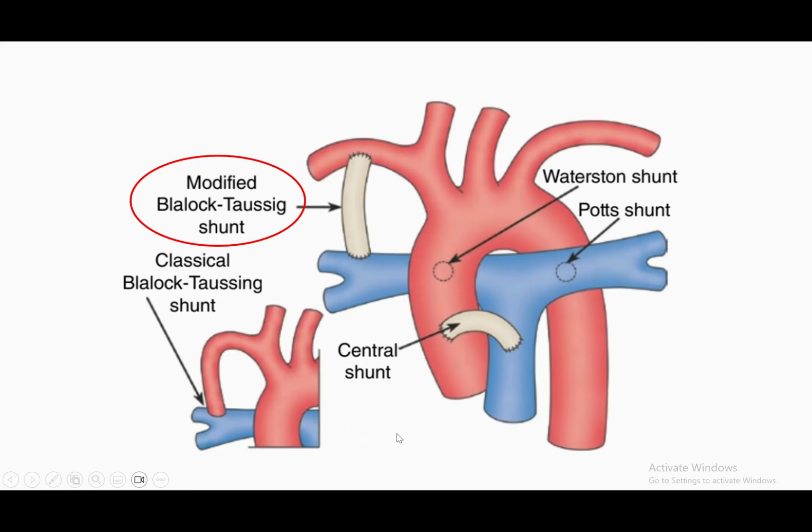This is the MPT shunt. These are old shunts that are not done anymore, but this is the modified Blalock-Taussig shunt between the right subclavian artery and the pulmonary artery, the right pulmonary artery.